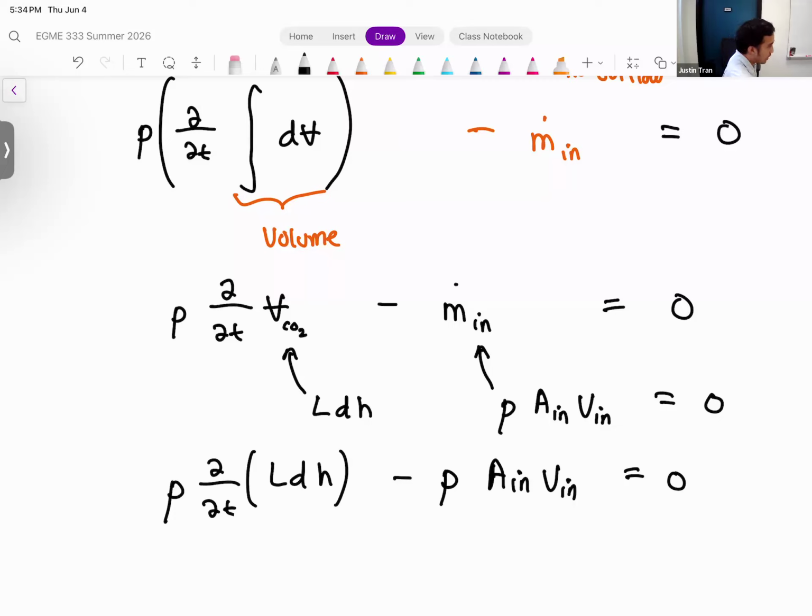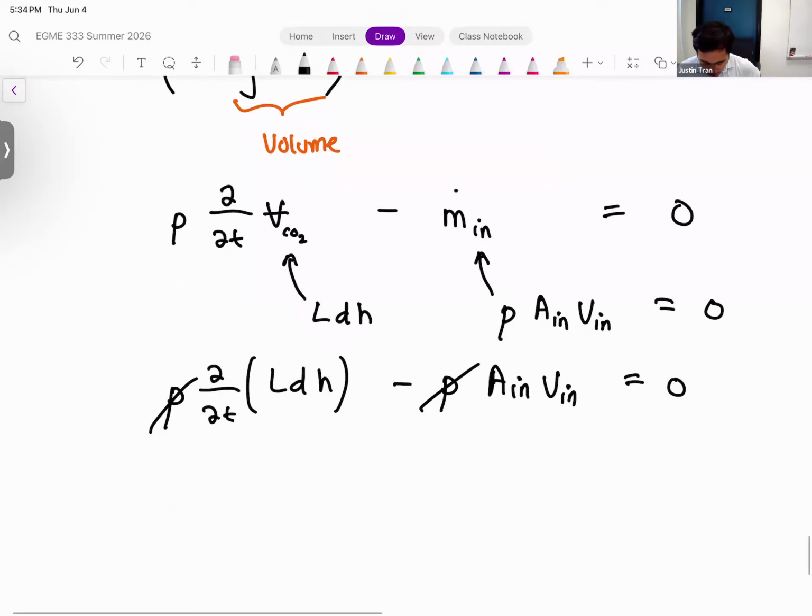Both terms here have the density, so let's go ahead and cross that out. Now we need to work on this volume term here, because we have the time derivative of L times D times H.